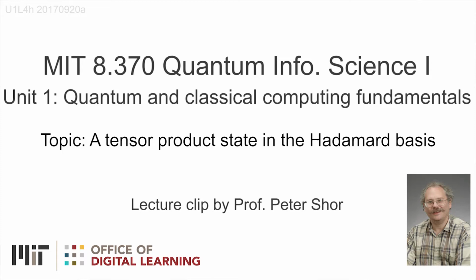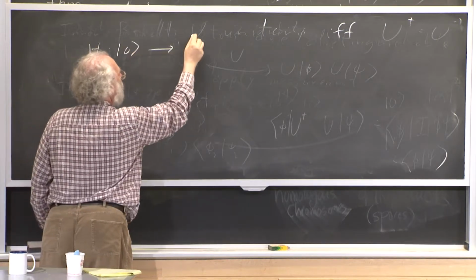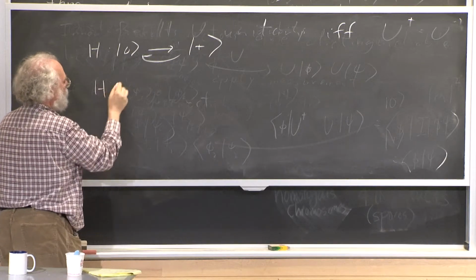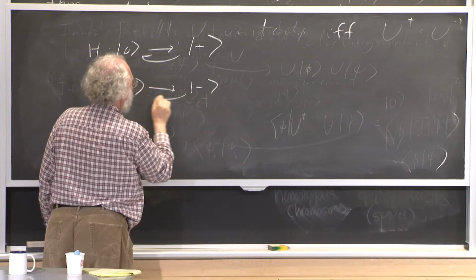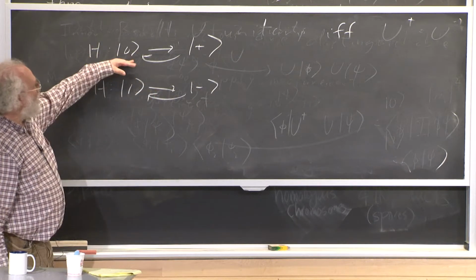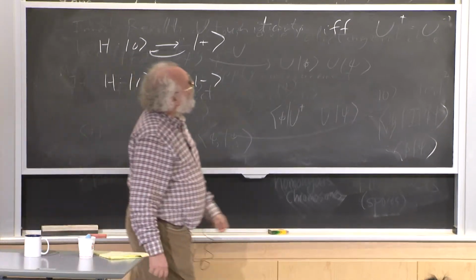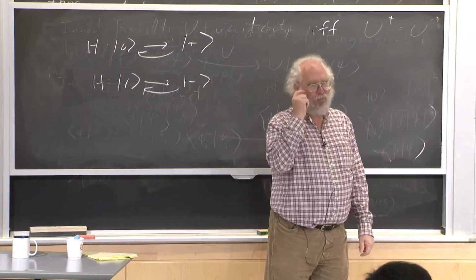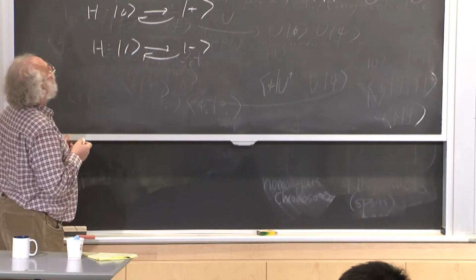So now what I want to do is have H map 0 to plus and vice versa, and H maps 1 to minus and vice versa. So what H does, the Hadamard matrix, is it takes the 0, 1 basis to the plus, minus basis.